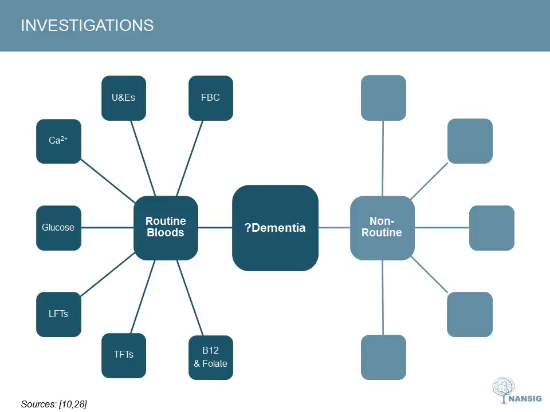These include midstream urine culture to exclude a urinary tract infection, chest radiography to exclude pneumonia, serology for syphilis and HIV, ECG to exclude things like atrial fibrillation in the context of vascular dementia, and neuroimaging. MRI for diagnosing the subtype of dementia is typically arranged by specialist services. However, a CT scan can be helpful to rule out other causes of cognitive impairment.